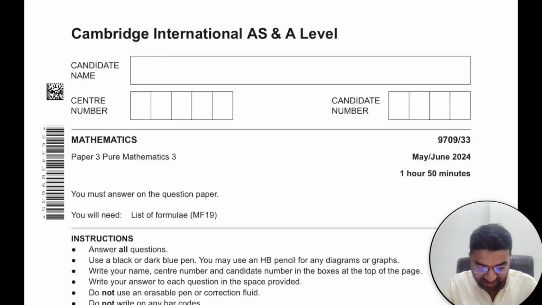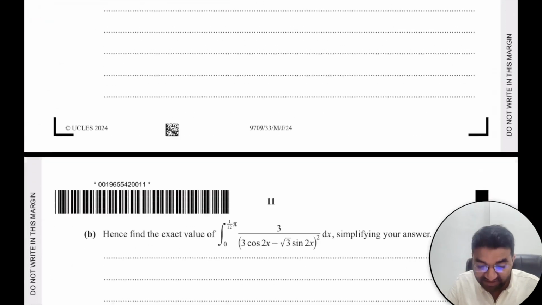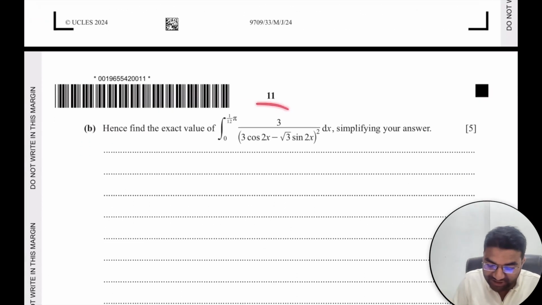So here we'll jump on to question number 8. It says: express 3 cos 2x minus root 3 sin 2x in the form r cos(2x + alpha), where r is greater than 0 and alpha is between 0 and pi by 2. Give the exact values of r and alpha. So we have to find r and alpha, and in combination with this trigonometry question we have an integration question as well. Okay, so let's start with part A.